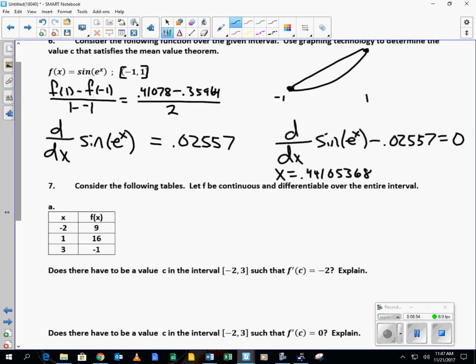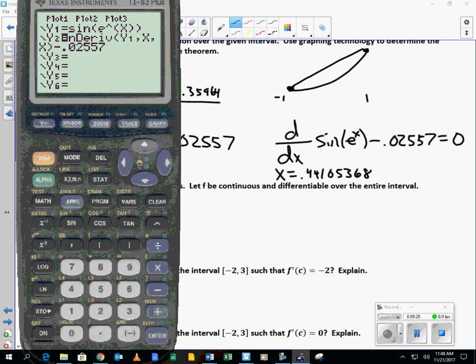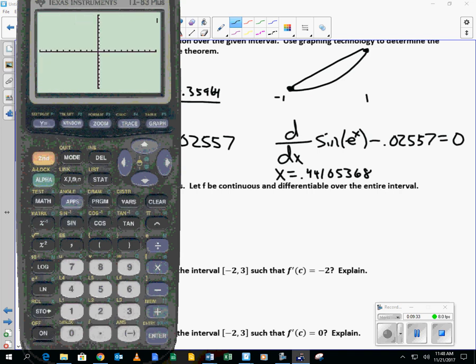Who can tell me what the heck that even means? The slope at that point is equal to what? Positive 0.02557. The slope of my function at this spot, 0.441, is equal to that. That's what we're doing, the mean value theorem. I'll check my answer just to see if I have it correct. As I go into y equals, I'll take the enter off the derivative, and I'll put it on sine of x, and zoom 6. This is what my function looks like.